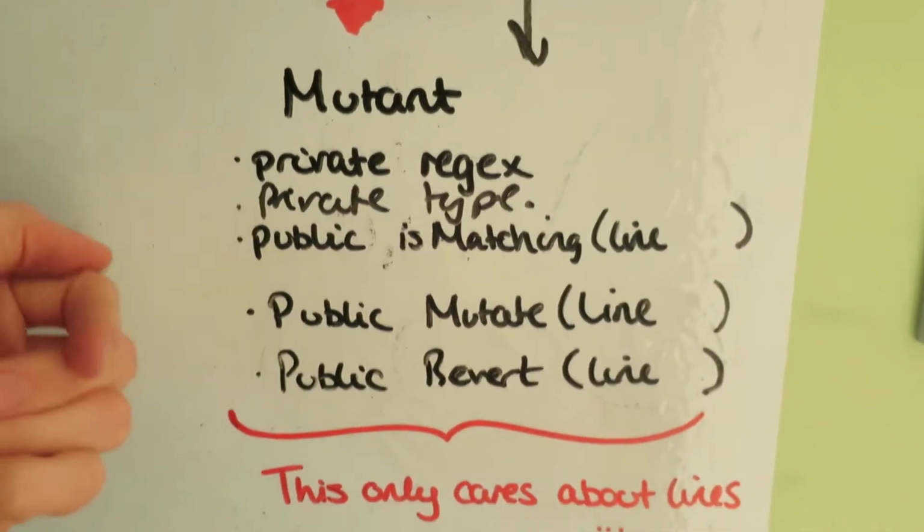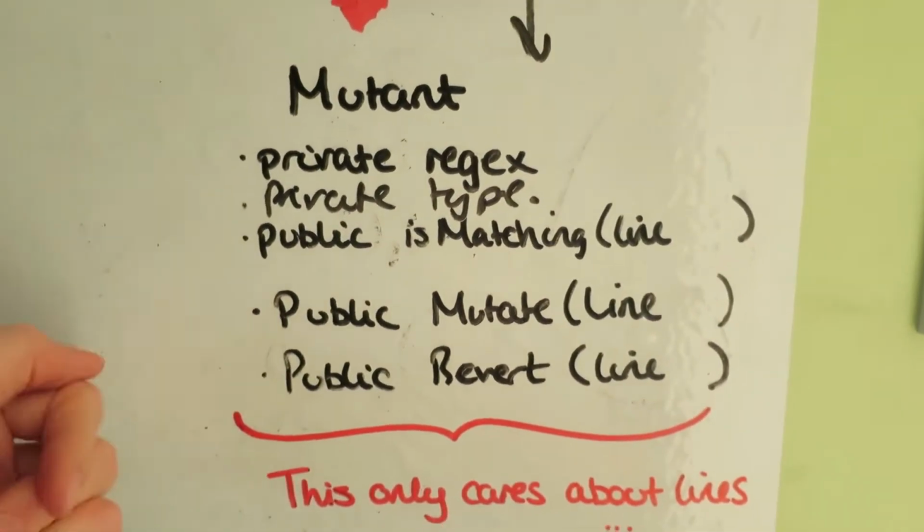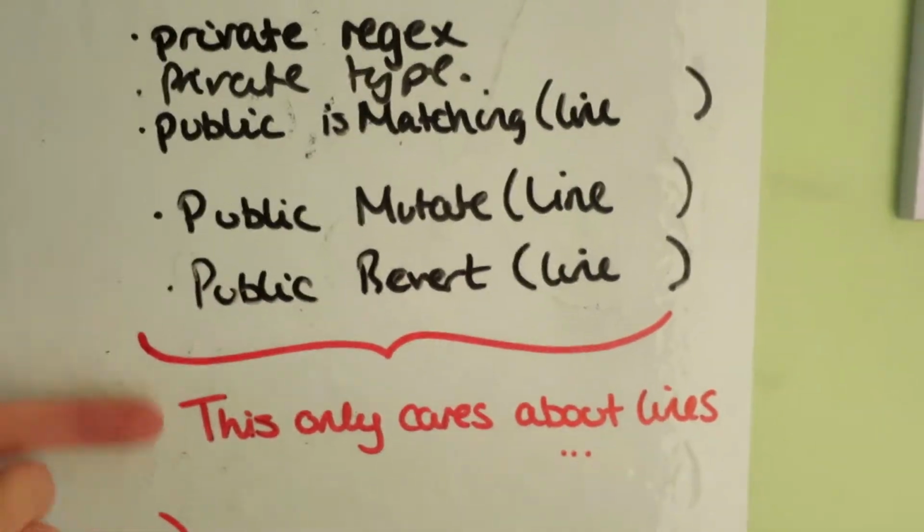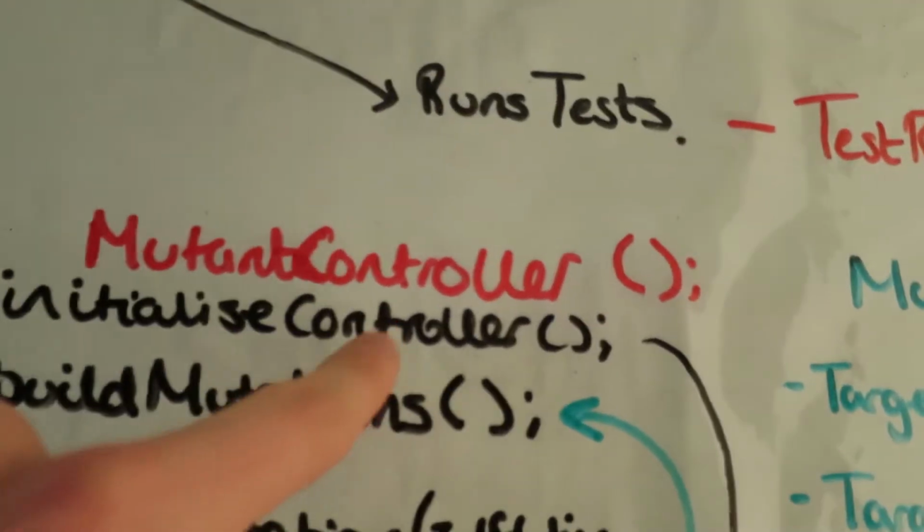Boolean is matching, mutate, revert. That only cares about lines. It doesn't care about anything other than lines. It doesn't care what class it's in, it doesn't care about the path to the class. It's just you give me a line, I'll mutate it. Simple as. Okay, that's done in the initialized controllers part.